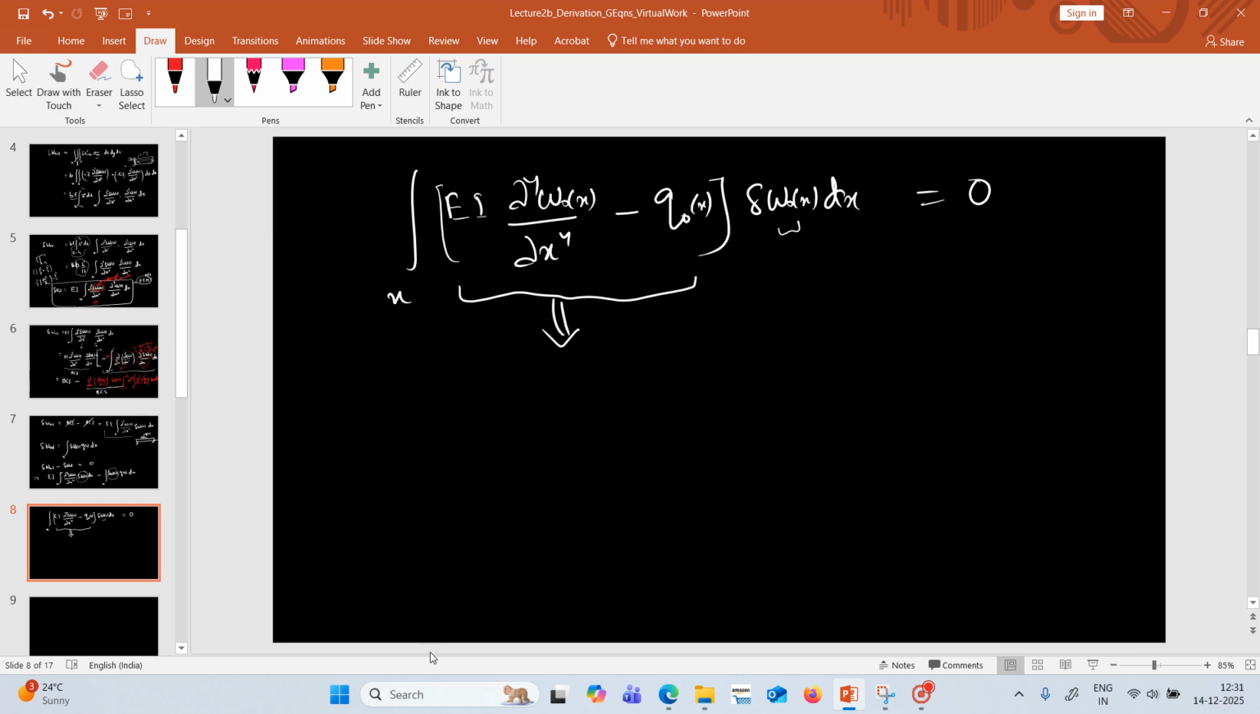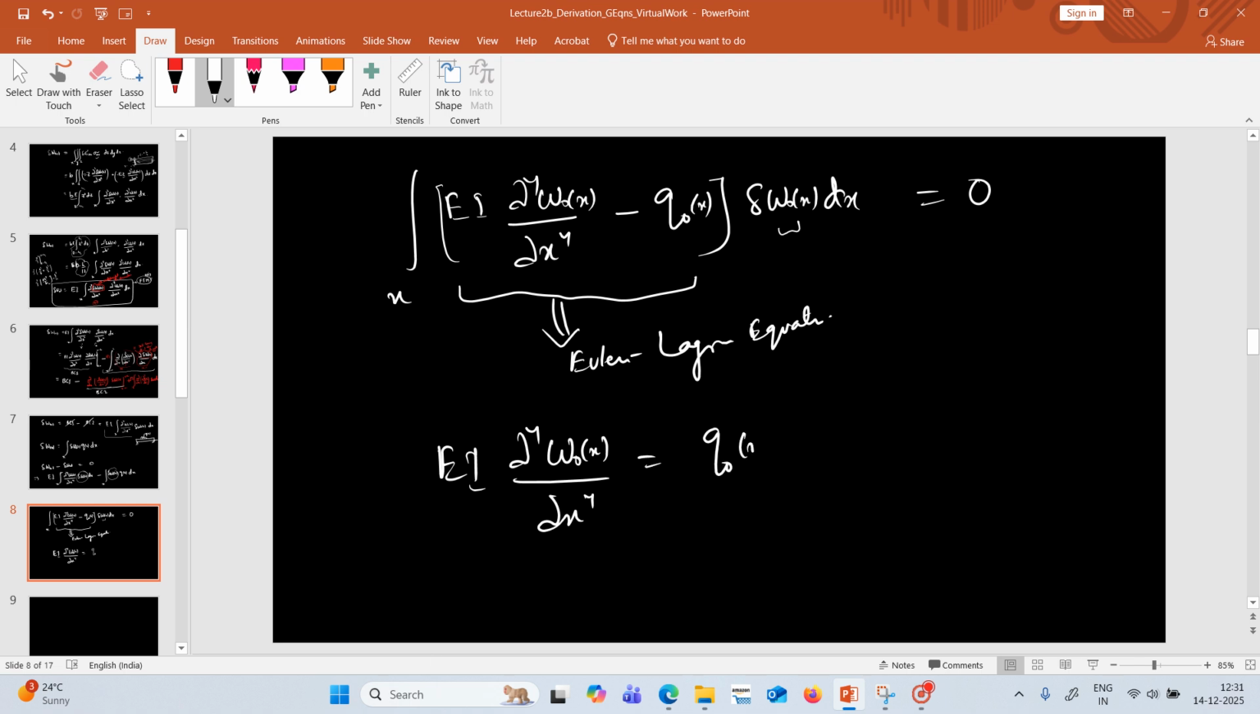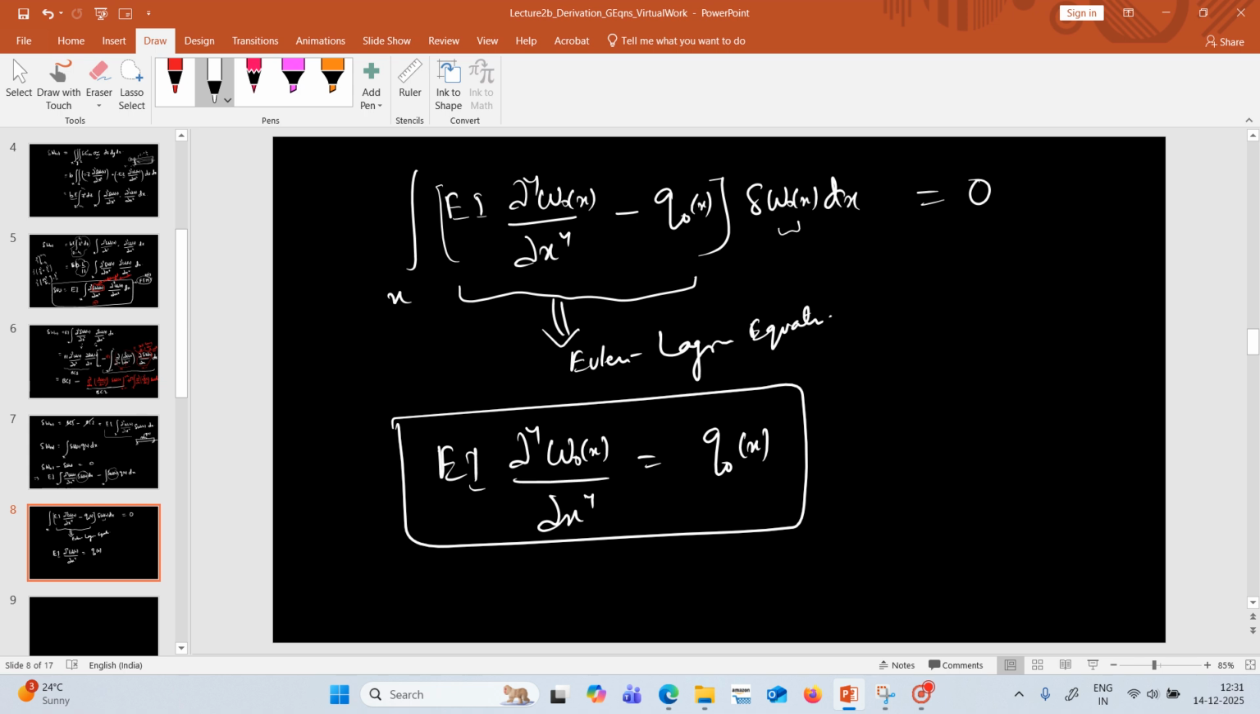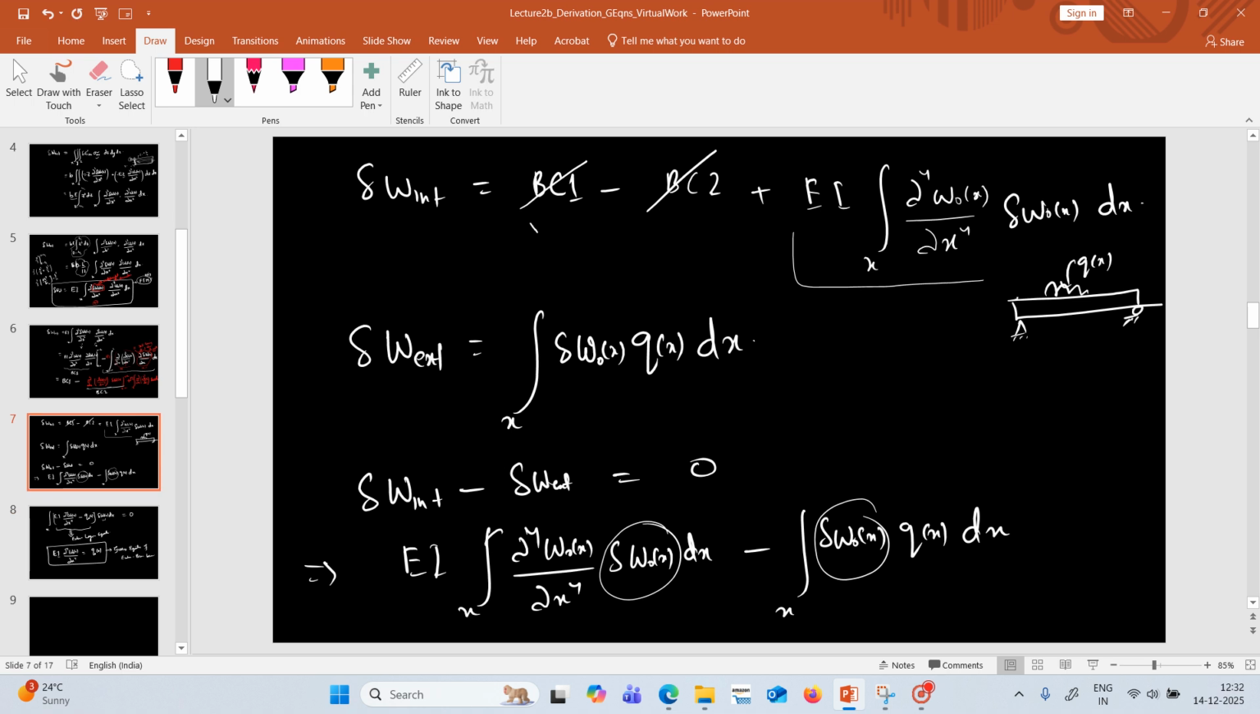This is called the Euler-Lagrange equation. So EI del 4 w naught of x by del x to the power 4 equals q of x. That is the governing equation of the Euler-Bernoulli beam. I have just removed the boundary values, but they have a meaning.